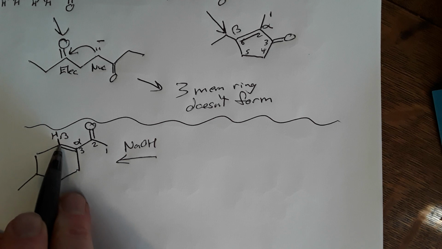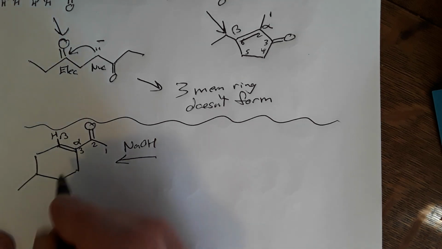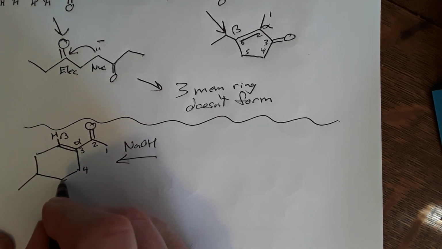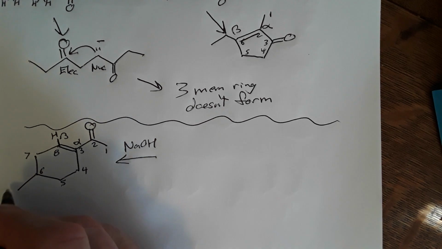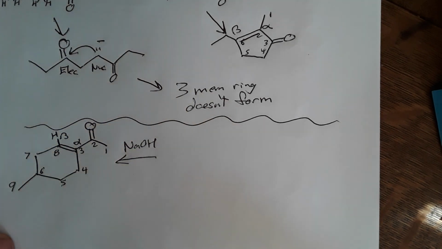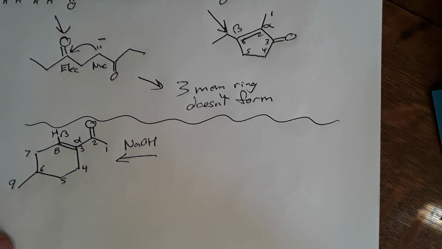I'm not going to number through the double bond because this is the new connectivity. I'm going to number through the original molecule. It'll just be easier. 5, 6, 7, 8. And then we'll call this methyl group hanging off there 9. Okay? So thinking backwards, this is the new bond that's formed.